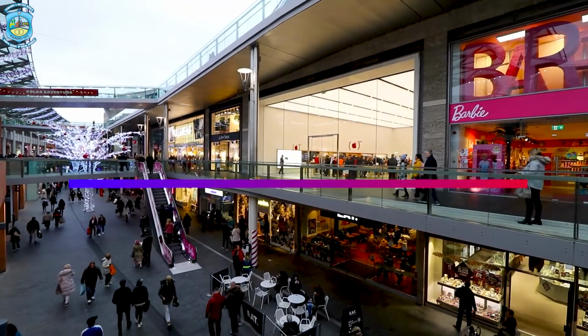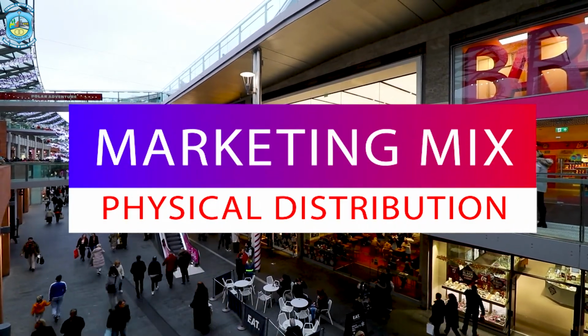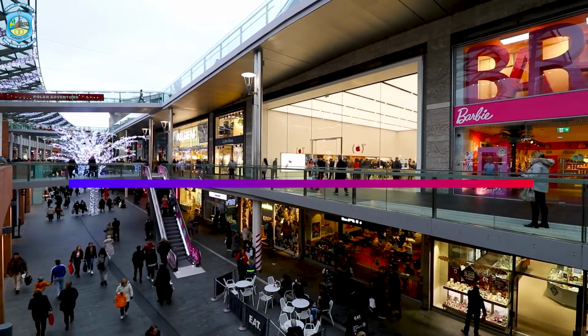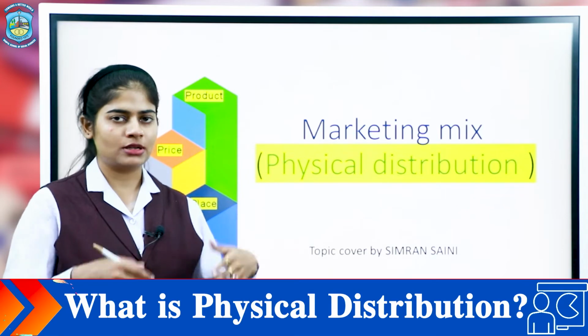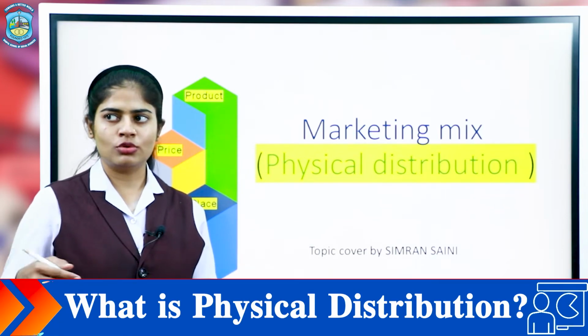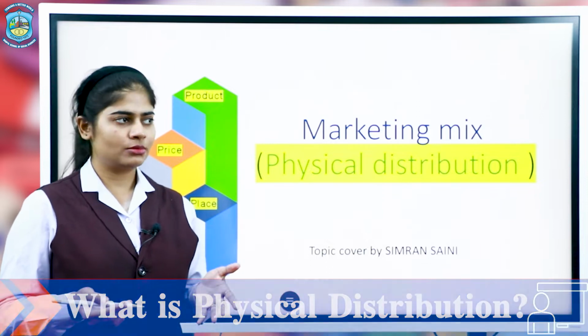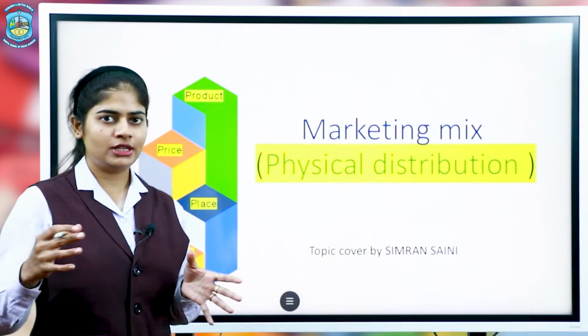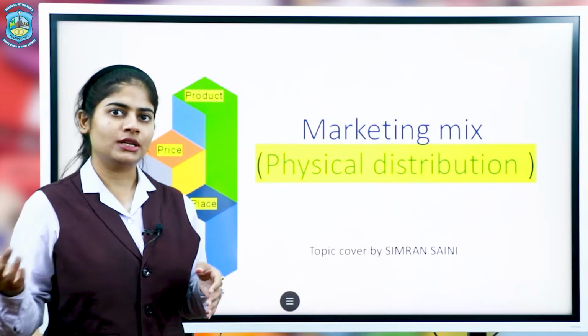Today we will learn about marketing mix, under which we will learn about physical distribution. So, what do you mean by physical distribution? Do we really need to go to a store and buy some product, or do we really need to go door to door and distribute some product? No. Physical distribution basically means there is a chain of people through which we get the product or through which we can deliver the product.